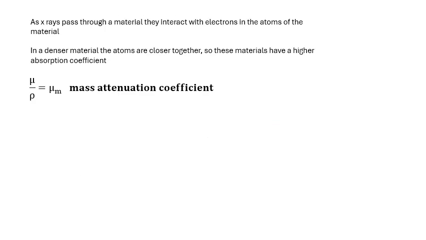As X-rays pass through a material, they interact with electrons in the atoms. So in a denser material, the atoms are closer together, and so the chance of the X-rays interacting will be bigger. So these materials have a higher absorption coefficient. So we have this other quantity, which is the mass attenuation coefficient. We have the linear attenuation coefficient. If you divide that by the density of the material, you get the mass attenuation coefficient.